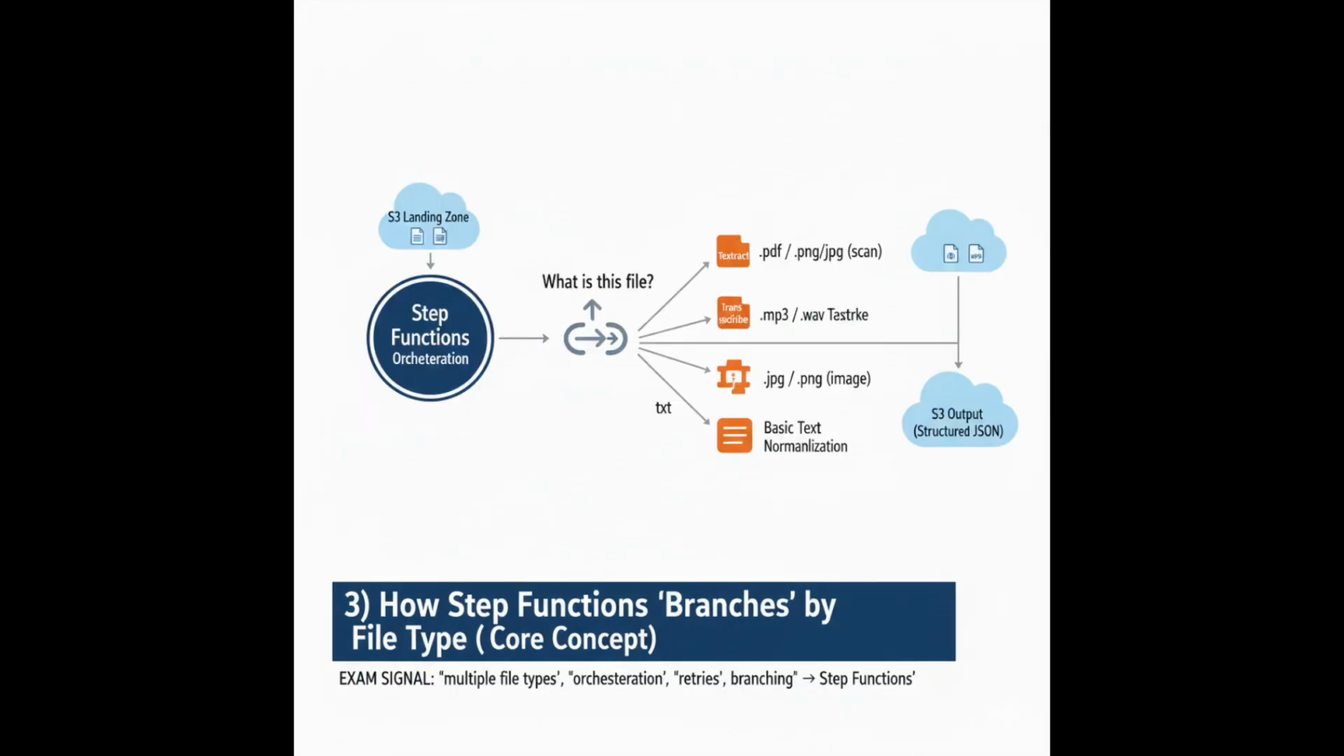Number 3, how Step Functions branches by file type, the core concept. The step function starts with a what-is-this-file step. If .pdf or .png/.jpg scan, Textract; if .mp3 or .wav, Transcribe; if .jpg or .png image, Rekognition; if .txt, basic text normalization. Then it routes to the right extraction path. Exam signal: if you see multiple file types, orchestration, retries, and branching, think Step Functions.